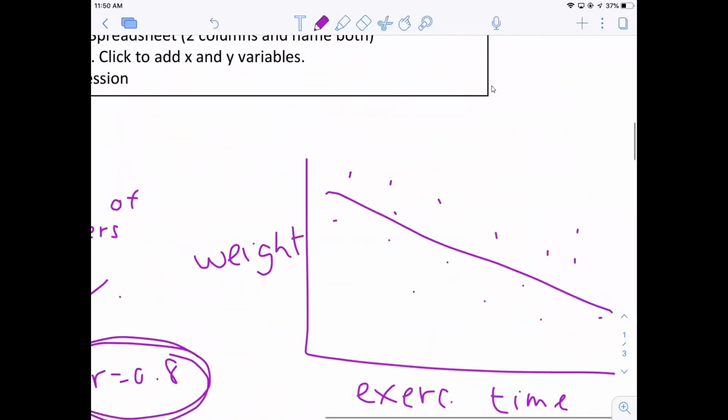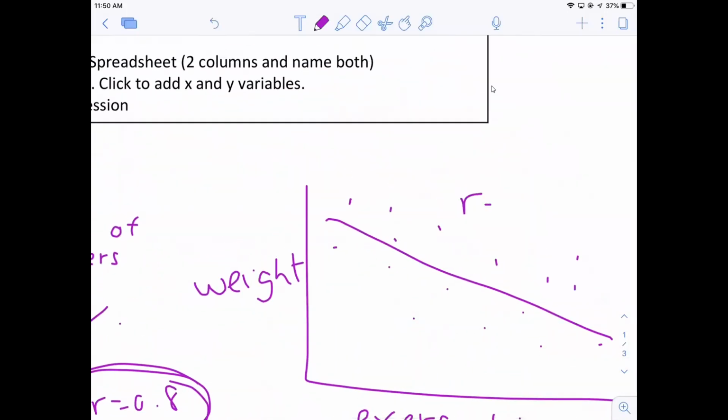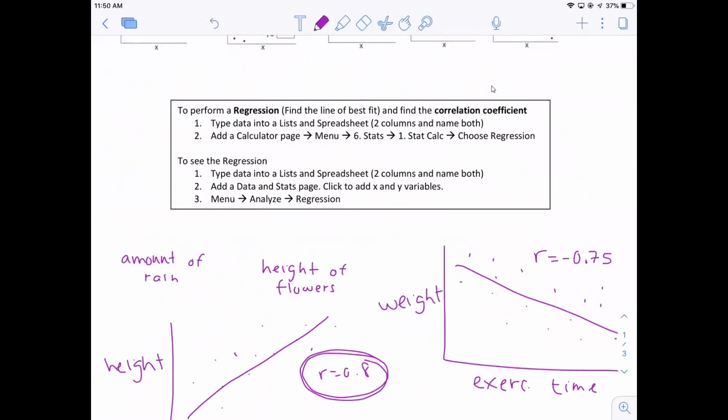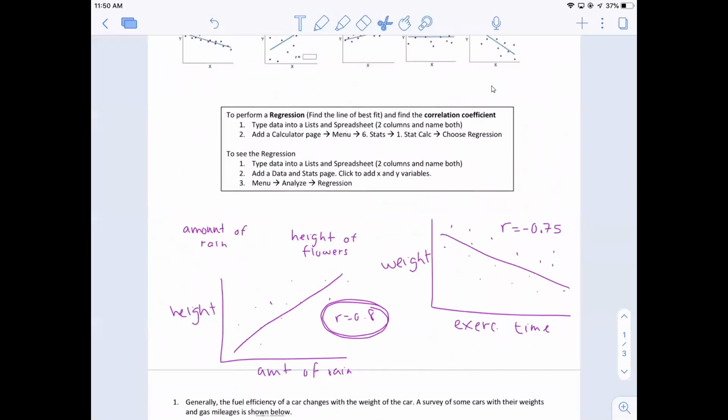So over here, I'm just going to make it up again. This looks fairly strong as well, maybe like a -0.7, -0.75, or -0.8, right? But it would be a negative correlation coefficient, right? And I would make it somewhat close to -1 because it's a pretty strong correlation.